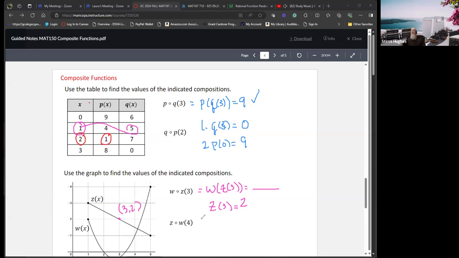Next, I want to find W of 2, right? I'm going to replace the Z of 3 with 2. And that's what I'm going to put right here for my answer. So looking at my graph again, what is W of 2? Can you guys see that graph okay, or is it hard to see on your side? Can you see the graph fully?